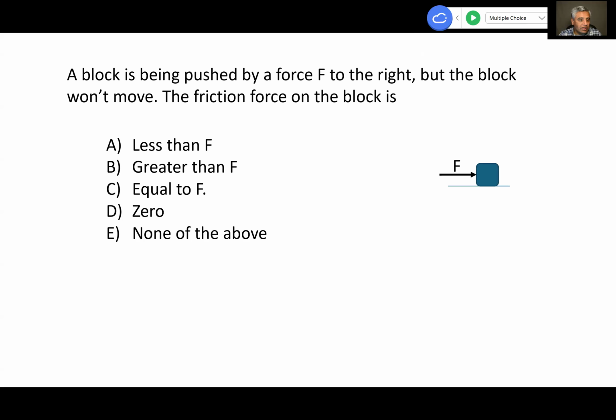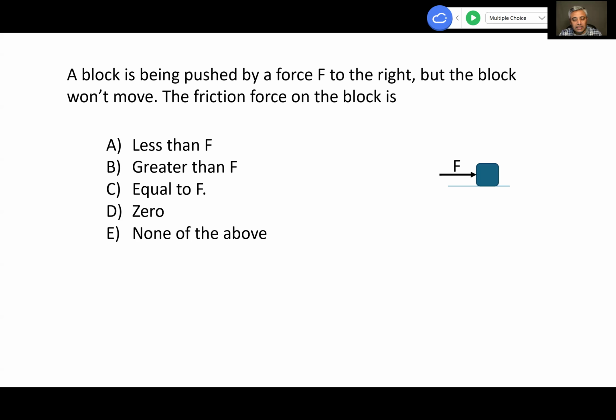There is a question in the chat that says, how do we know when to use the coefficient of static or the coefficient of kinetic friction? That's a great question. I briefly talked about that. Static means as long as the object is not moving or is just about to move, just starts to move. And kinetic is when the object is already sliding.